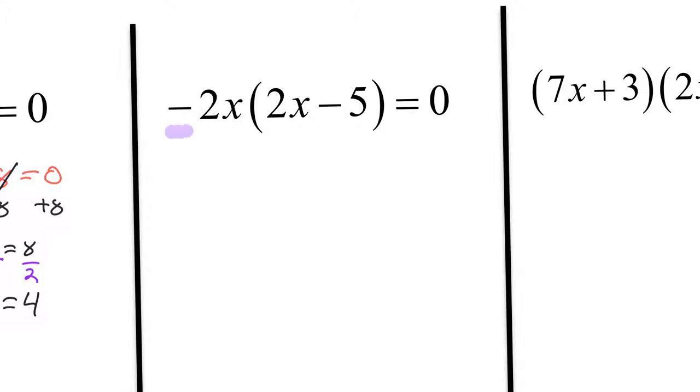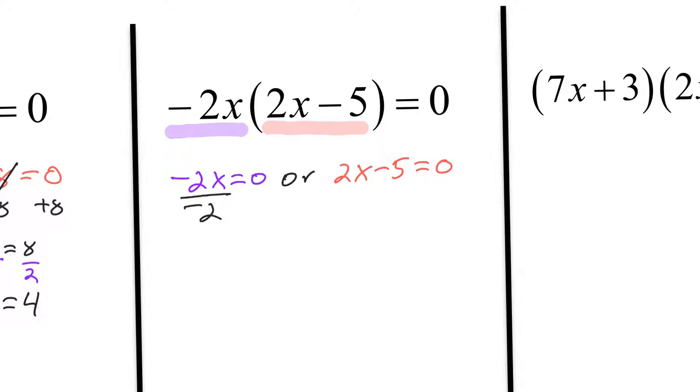So this one outside of the parentheses, first of all, I'm going to put that negative 2x equal to 0, or I'm going to take the one inside of the parentheses, 2x minus 5, and equal that to 0. So now you guys are going to solve. So I'm going to go back and I'm going to divide by negative 2 right here. This turns into 1. I don't need that 1. Positive 1. Negative 2 divided by negative 2 is positive.